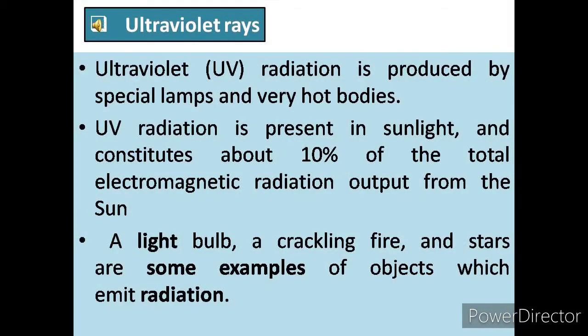Next, we have ultraviolet radiation. Ultraviolet radiation is produced by special lamps and very hot bodies. Ultraviolet radiation is present in sunlight and contributes about 10% of the total electromagnetic radiation output from the sun. A light bulb, a crackling fire, and a star are some examples of objects which emit radiation.